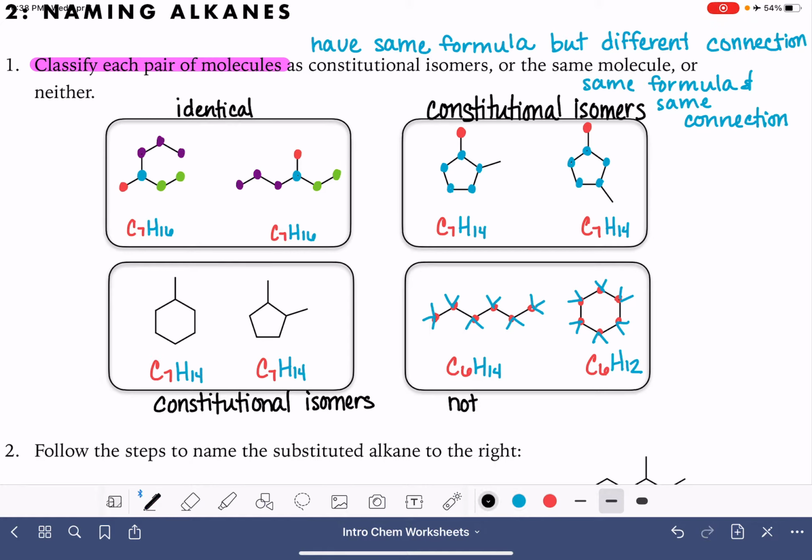So they are not identical, and also they are not isomers. They are just two completely and totally different molecules.